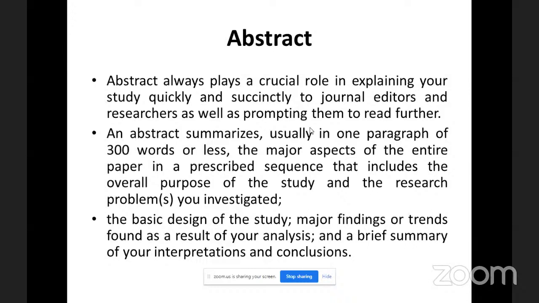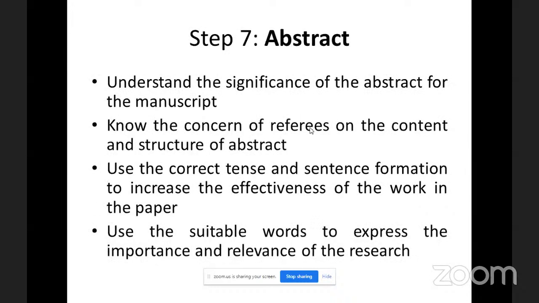Okay, the most suitable range of an abstract is 200 to 300 words. So you can include the basic design of the study, major findings, and a brief summary of your conclusions. Like that way you can write the abstract here. These are the different steps by which you can write the abstract section.